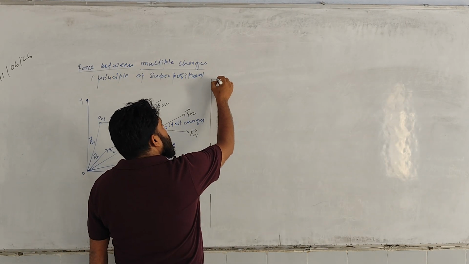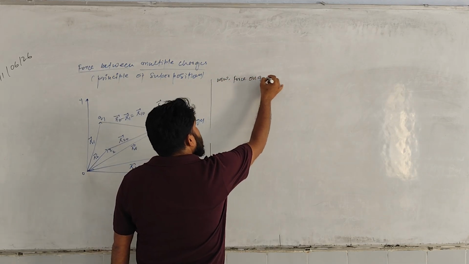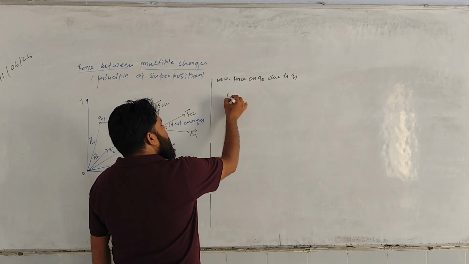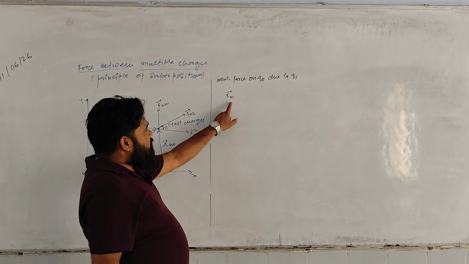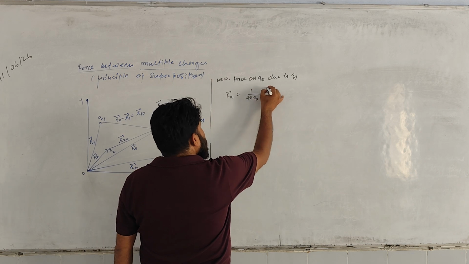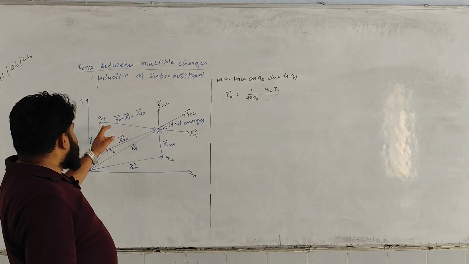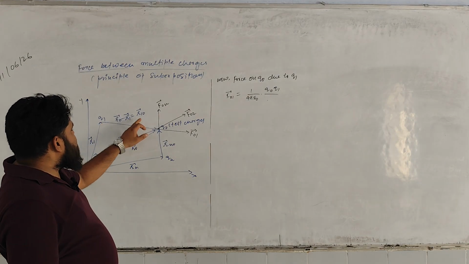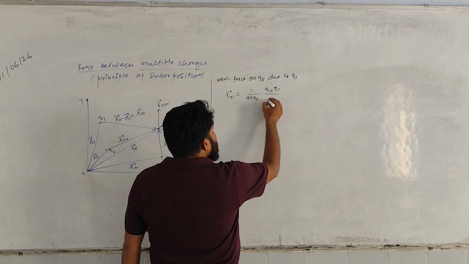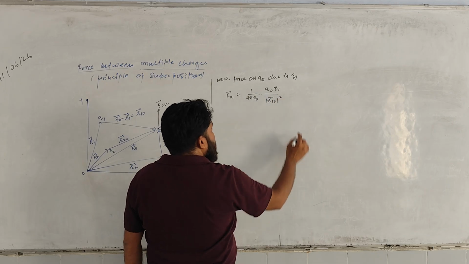Now the force on q0 due to q1 is F01, and this is equal to 1 over 4 pi epsilon naught times q0 q1 upon the magnitude of the separation vector leading from q1 to q0, which is the vector r10, and its magnitude squared is r10 square.